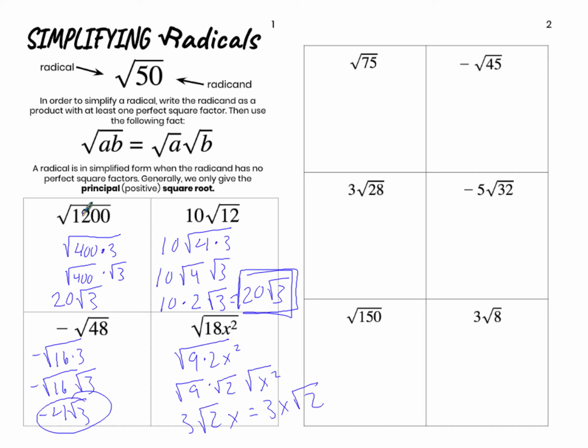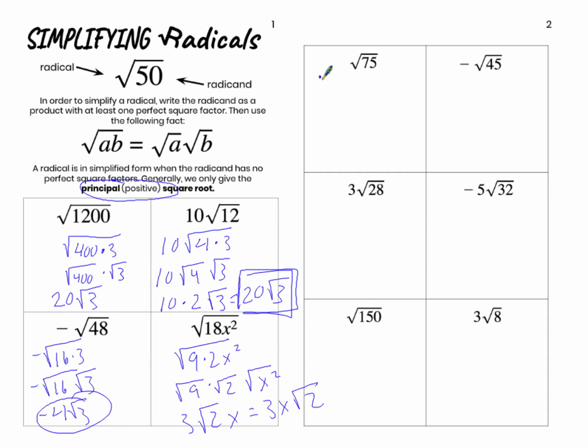You may have noticed that I'm not giving you plus or minus 20 radical 3. Plus or minus 20 radical 3. Whoa, those are the same. I'm not saying somehow plus or minus here. When I am given the square root on my paper, I'm just being asked to give the principal root, the positive root, the positive one.